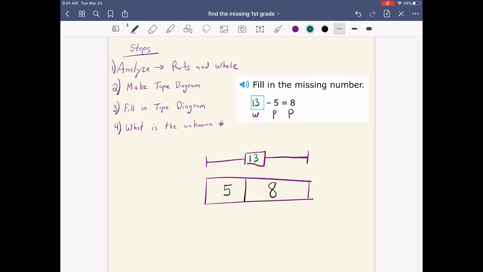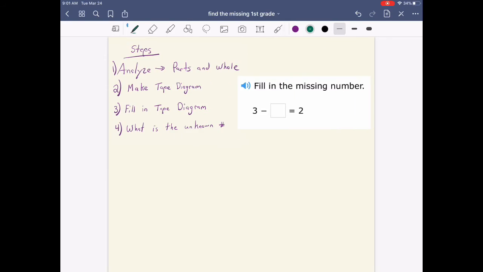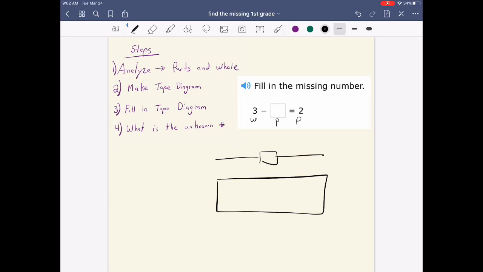All right, now it's your guys' turn. Go ahead and try this problem. Go ahead and pause the video, try it, and then when you hit unpause, I'll give you the answer. Okay? Okay, you guys ready? So step 1, you should have labeled this one the whole and these the parts. Step 2, you should have made your tape diagram like this. Okay.